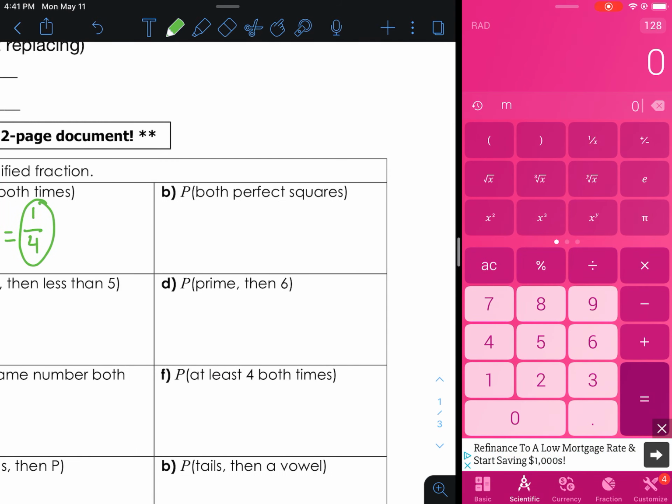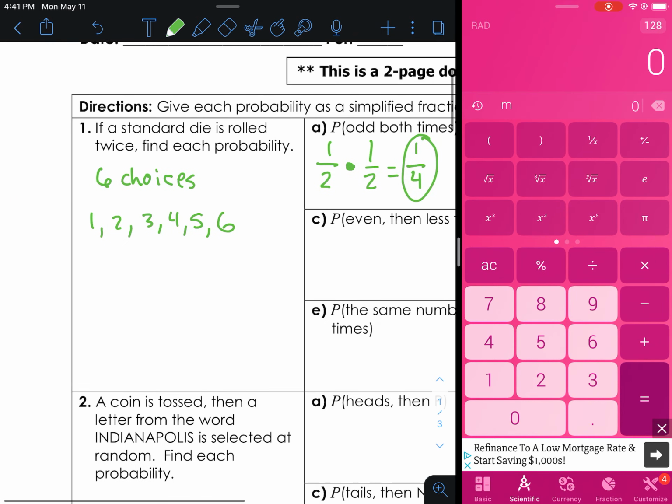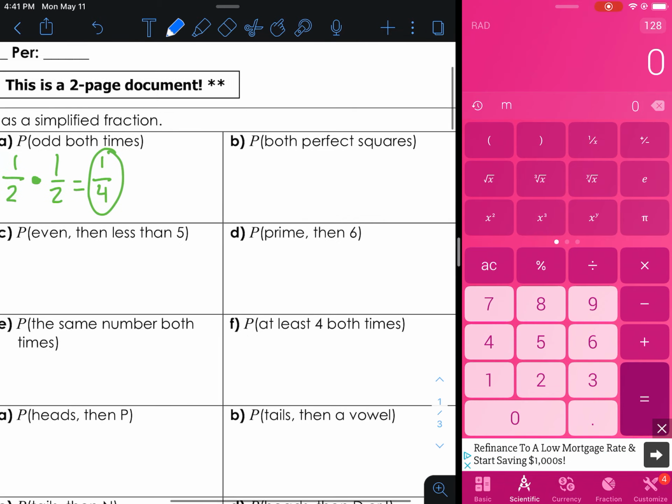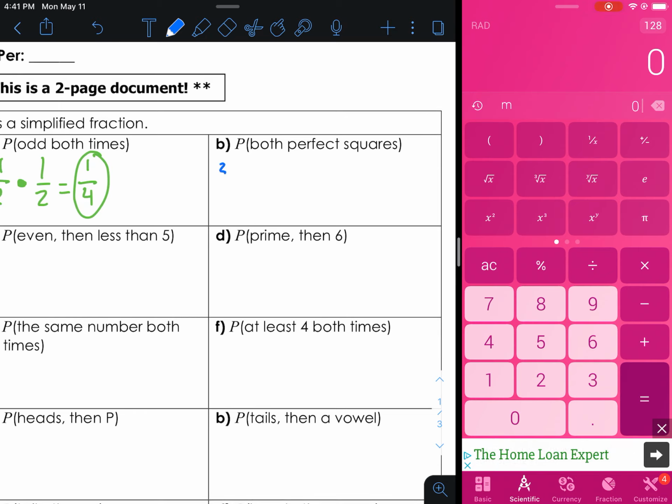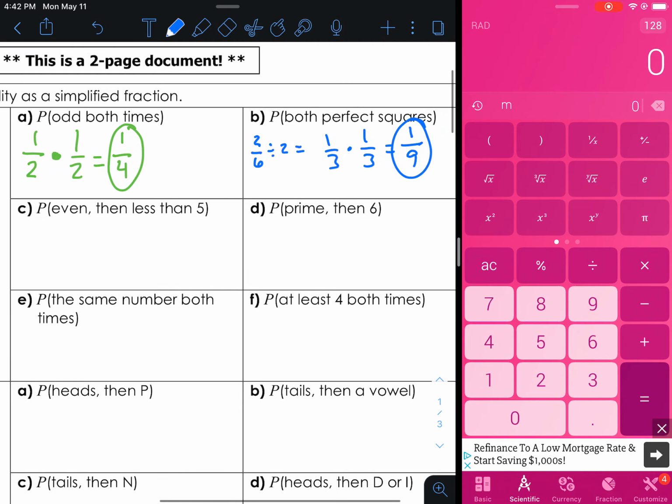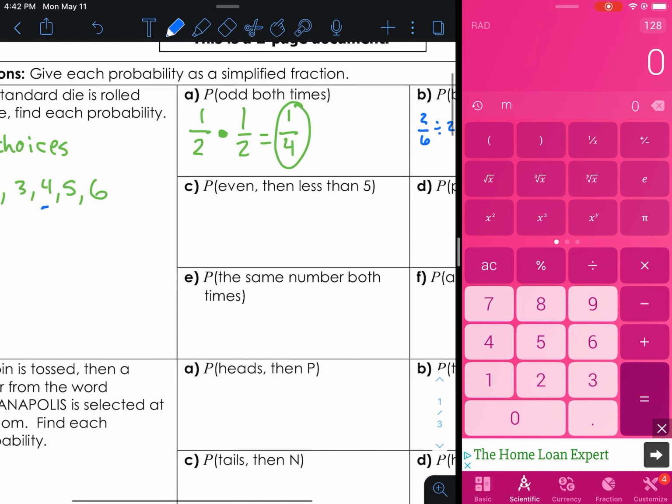All right, so over here we have both perfect squares. Perfect squares are numbers that when you take the square root of them, they come out as a whole number. So the perfect squares that I'm going to address today would be 1, because the square root of 1 is 1, and 4, because the square root of 4 is 2. 2, 3, 5, and 6 do not work. So for a perfect square, there's only 2 out of 6 choices. I'm going to divide that by 2 to simplify, so I get 1/3. Now each time it's 1/3. So when I multiply straight across, I get 1 over 3 times 3, 9. So 1 out of 9 times I will get both perfect squares in the end.